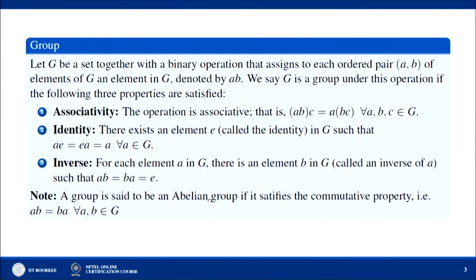Moreover, this group will be called an abelian group if it satisfies a commutative property also. That means AB equals BA for all A, B in G. So, let us discuss this by an example. Suppose you take the set of real numbers.